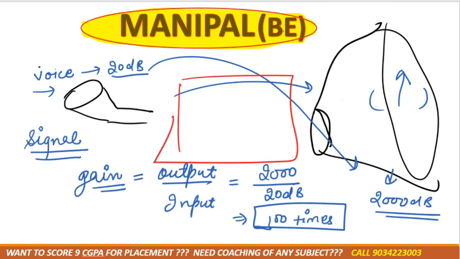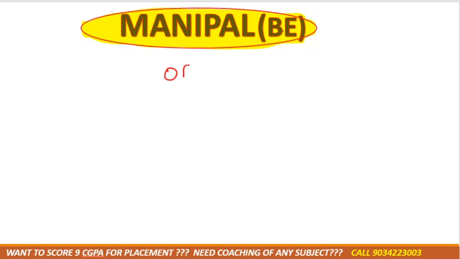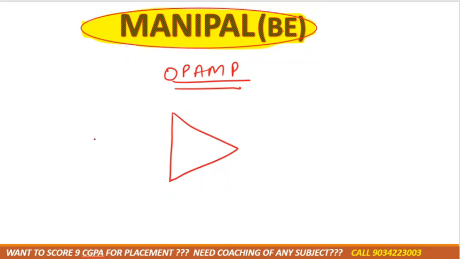So the same thing is done by the op-amp. It boosts up the same signal to a high level. It basically increases the magnitude. So the symbol of the op-amp will have two types of terminal. One is the positive terminal, another is the negative terminal.